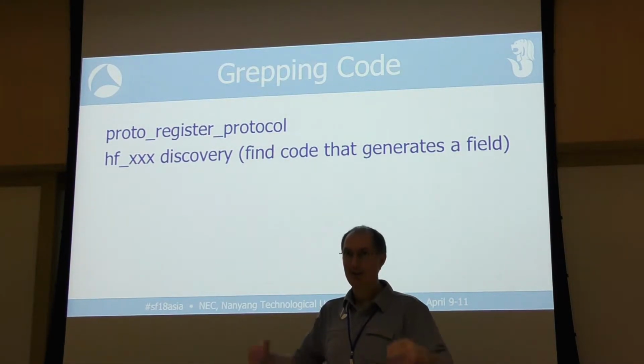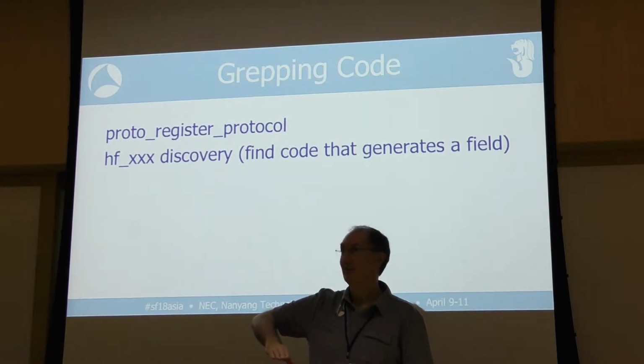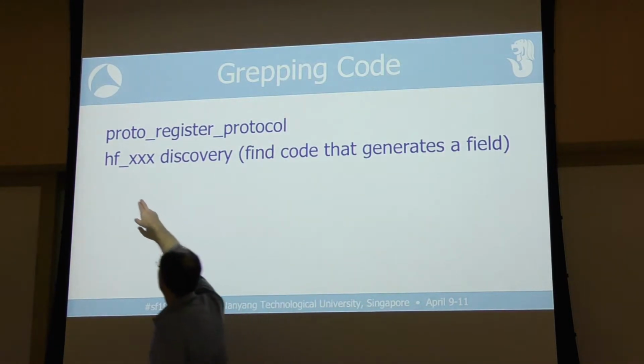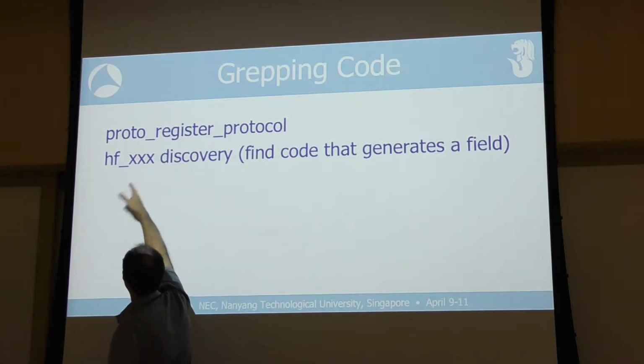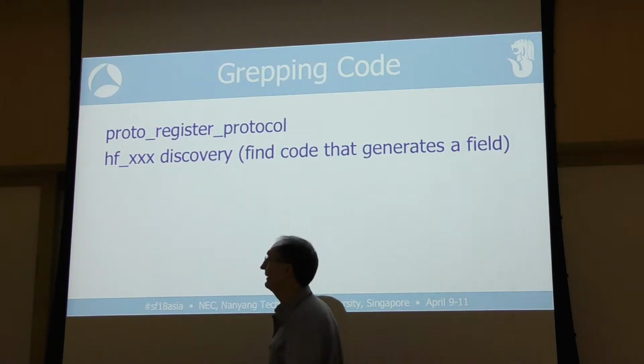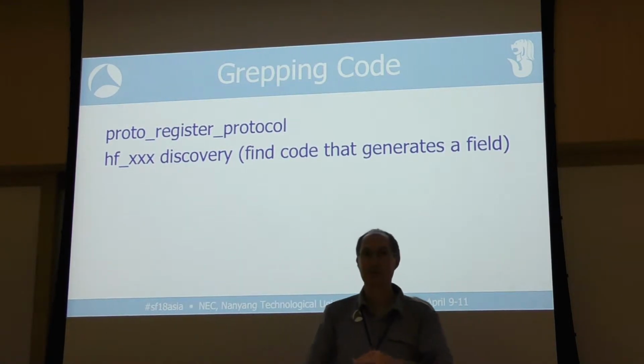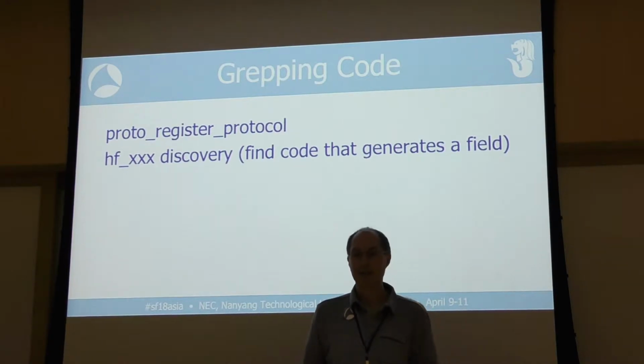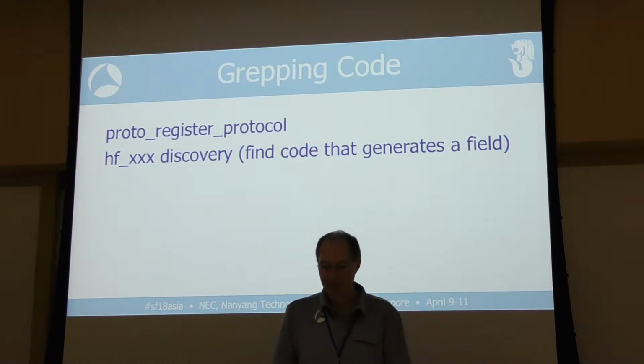Inside Wireshark, all the display filter fields are set up using header field entries, and so I will look for hf_ blah blah blah to find out a particular header field and where that's defined. And if I'm looking for a particular bit of functionality, I can leapfrog off of there and find out where that gets set up.